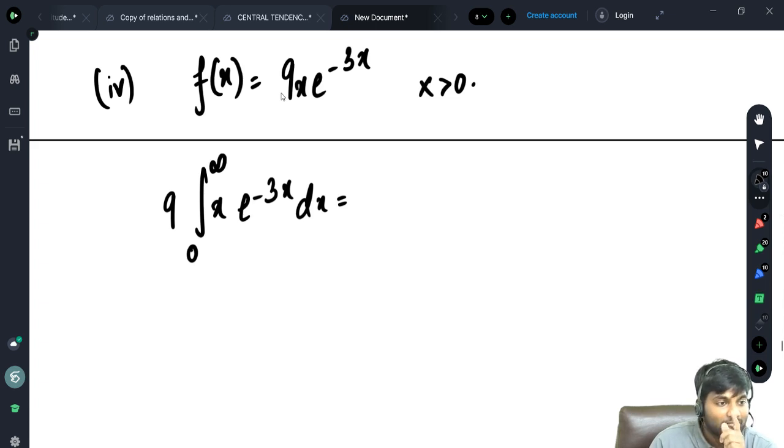What is the problem? ILATE. So listen to me. A is what? Algebra. And E is what? Exponential. So x is what? Algebra. And e is what? Exponential. So u will be what? x. And e will be what? v. Okay, solve.